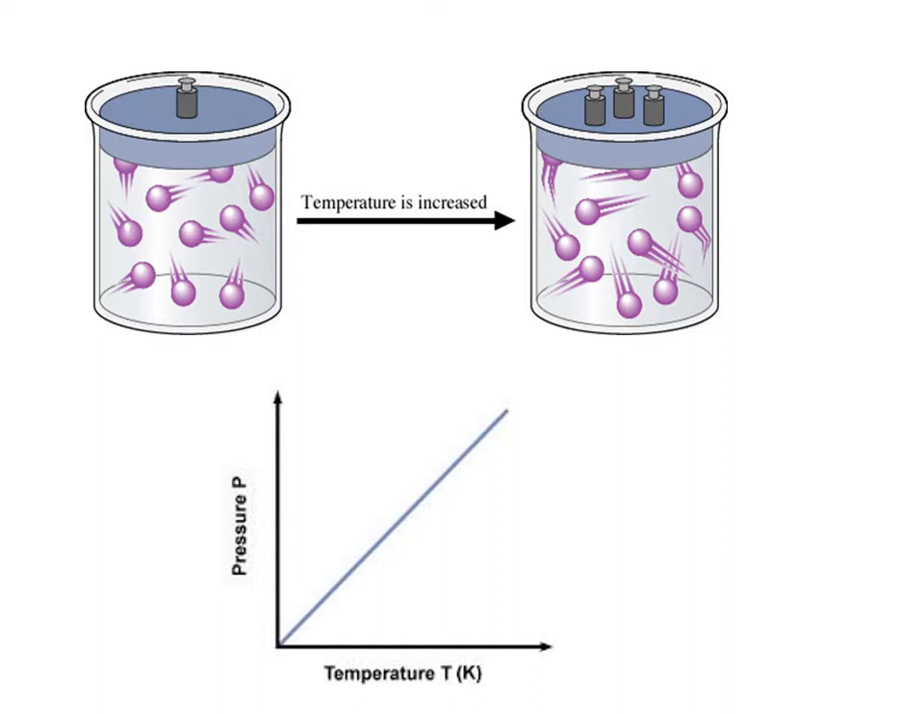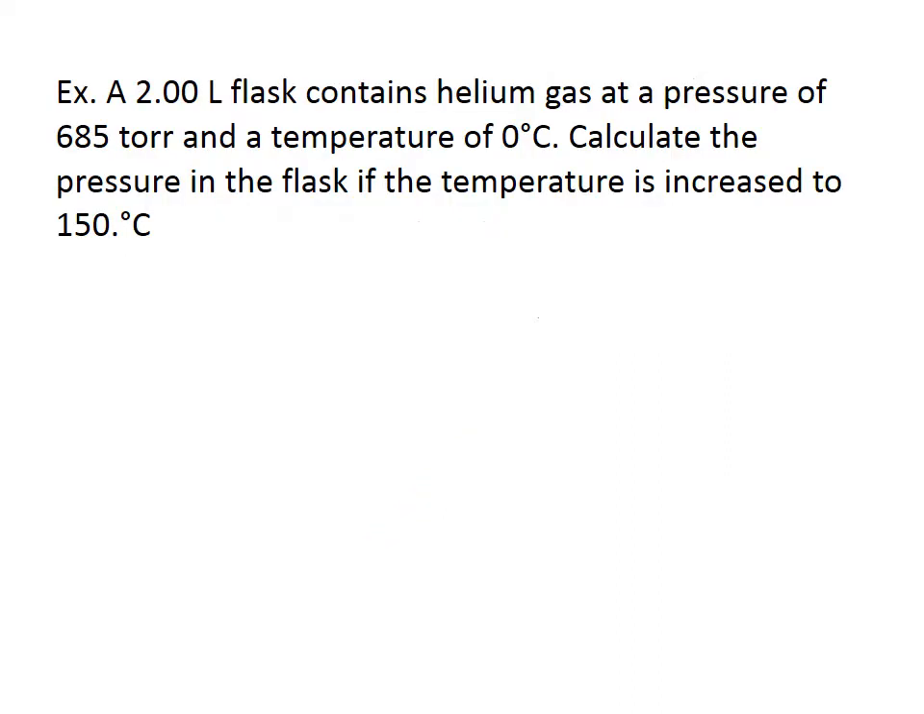And remember, it has to do with kinetic energy and the frequency of collisions against the walls of the container and the area with which they have to come in contact. So let's look at an example. A 2.00 liter flask contains helium gas at a pressure of 685 torr and a temperature of 0 degrees Celsius. Calculate the pressure in the flask if the temperature is increased to 150 degrees Celsius.